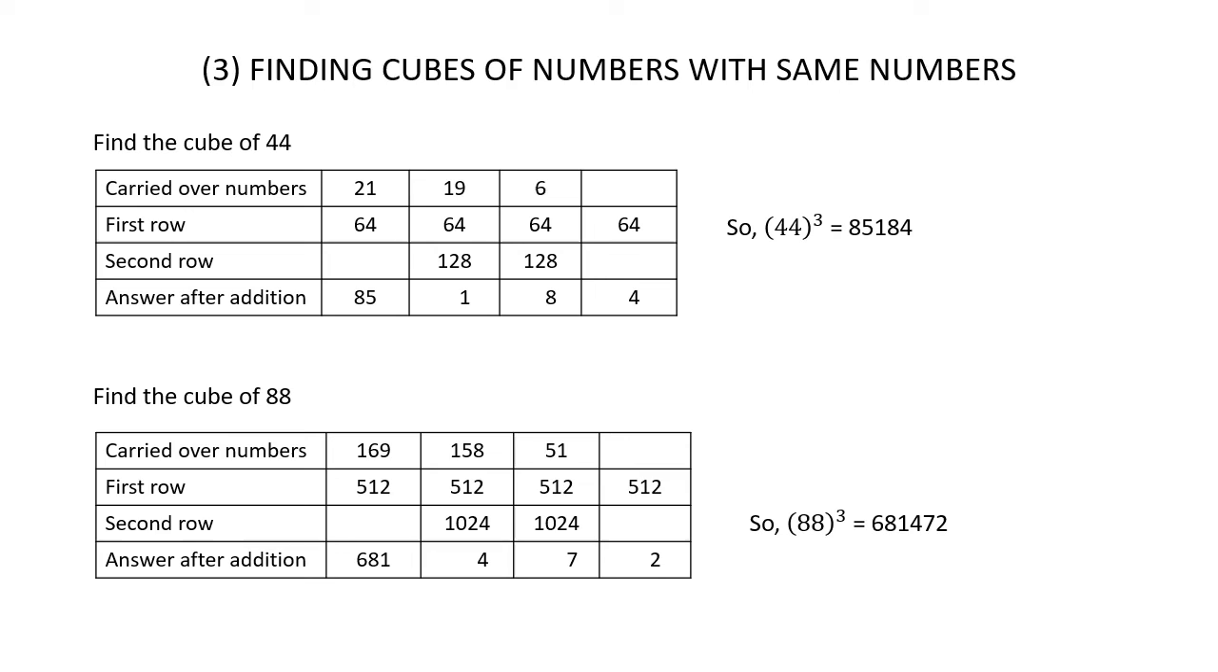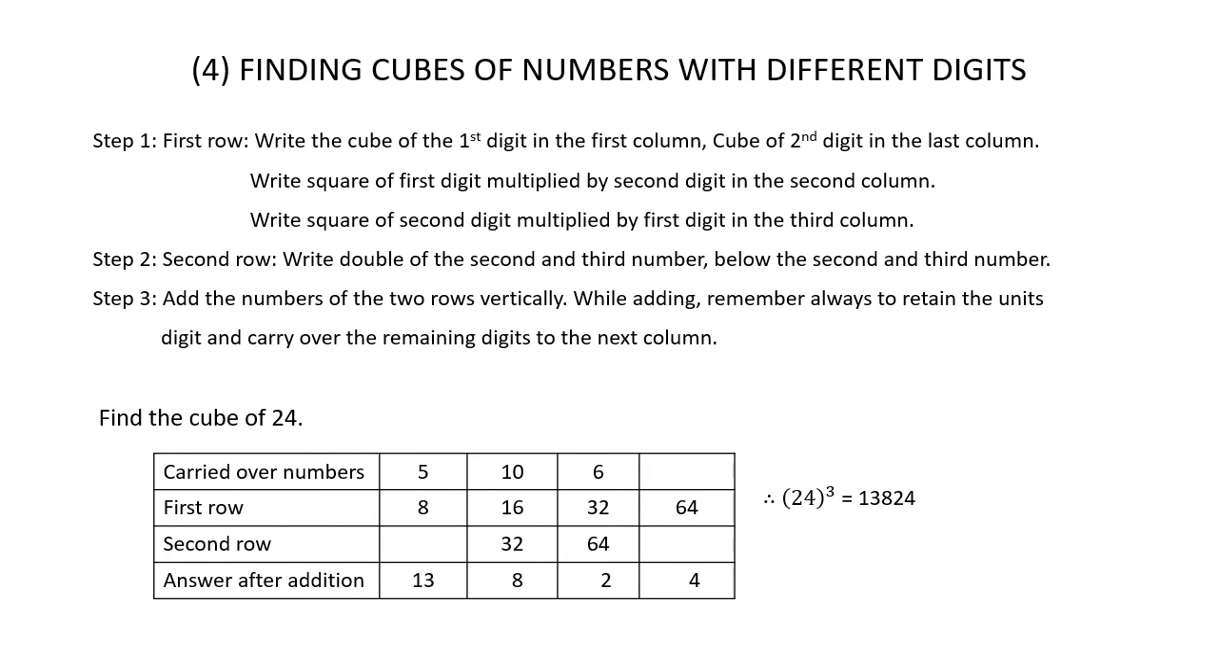Now you have the answer 681472. So 88 cubed is 681472. Hope you have understood the shortcut method for finding cubes of numbers with the same numbers. Now let's find cubes of numbers with different numbers.